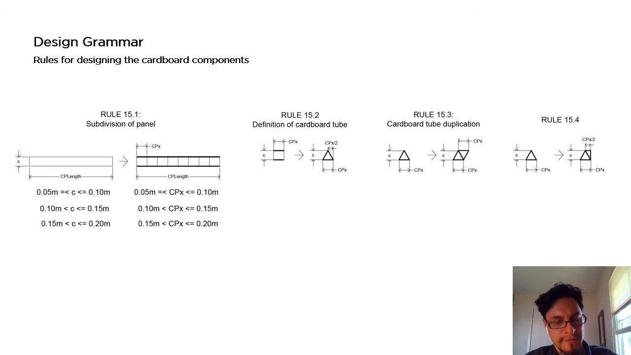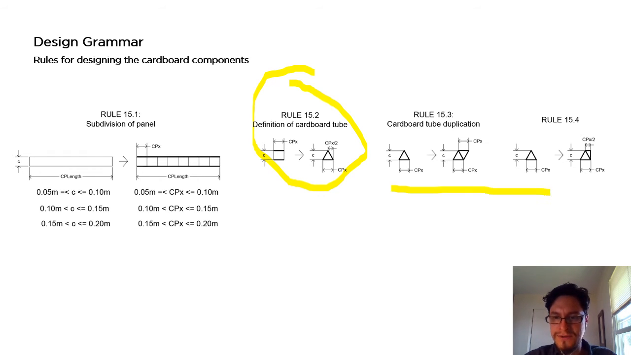Once we have the dimensions of each one of the cardboard panels, we can start working on the subdivision of these elements. Each cardboard panel is made of different triangular section cardboard tubes. These are the rules that define each one of these tubes.